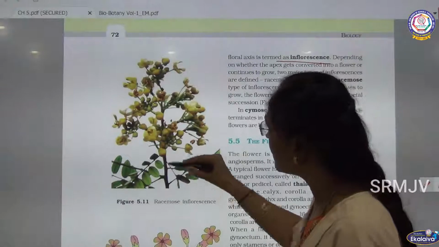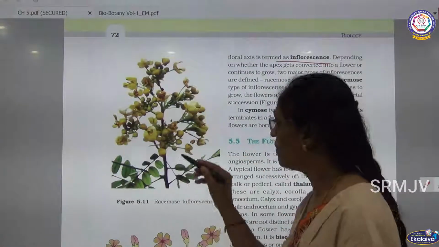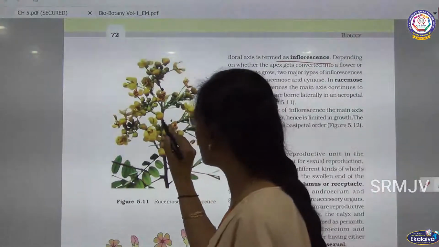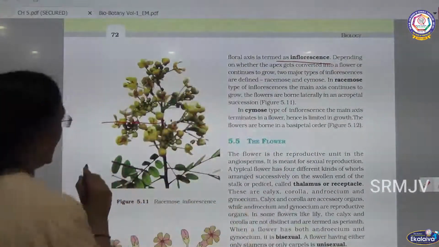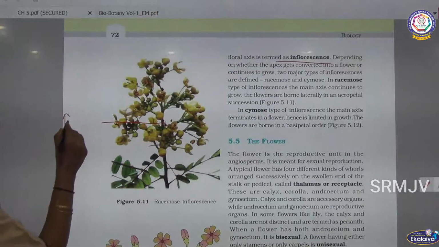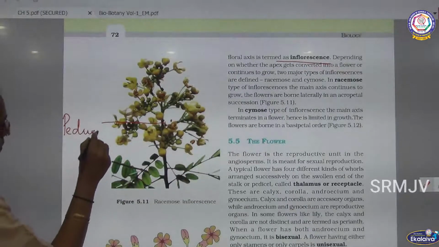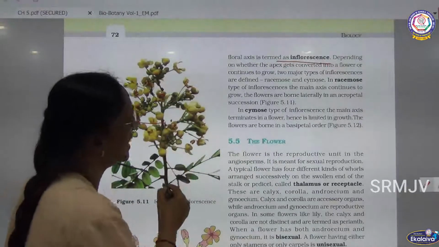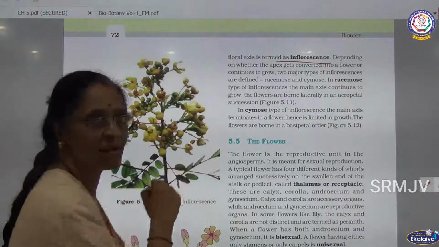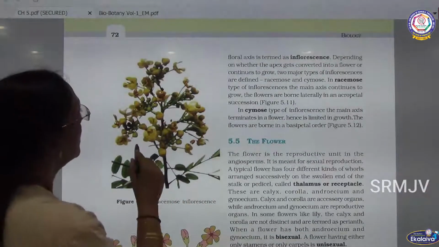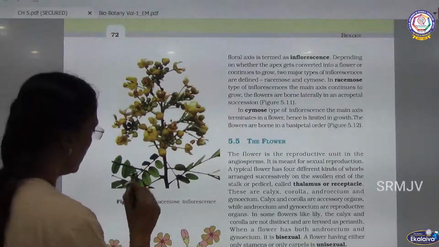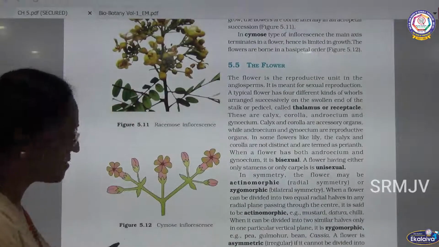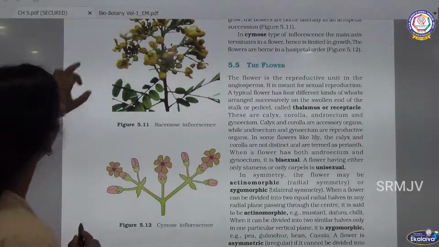So, this is the axis on which the flowers are born, and this axis is what we call the peduncle. So, you will find the floral axis on which the flowers are born, you call it inflorescence. Here, this is an inflorescence and this is another kind of inflorescence.